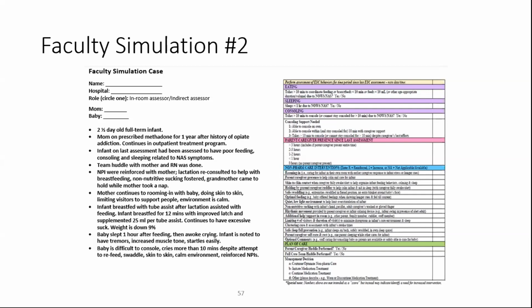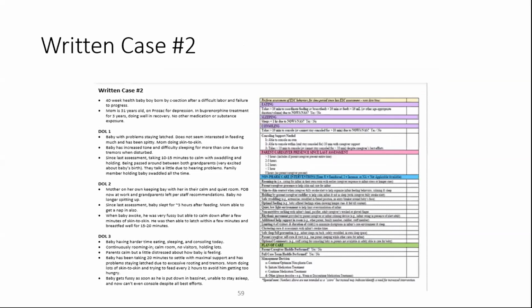So I want to try to get through one more scenario before we move on. And this one I think is important because you really have to assess everything going on. So in this one, we have a 40-week-old healthy boy born by C-section after a difficult labor and failure to progress. Mom is 31 years old. She was on Prozac for depression. She's on Subutex for treatment for 3 years. She's doing well in recovery, and she had no other medication or substance exposure except for Prozac and her Subutex.